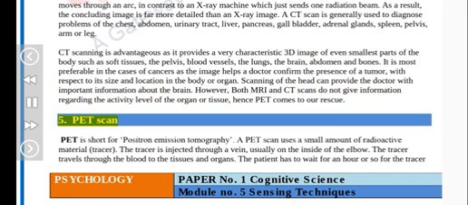5. PET scan. PET is short for positron emission tomography. A PET scan uses a small amount of radioactive material, a tracer. The tracer is injected through a vein, usually on the inside of the elbow. The tracer travels through the blood to the tissues and organs. The patient has to wait for an hour or so for the tracer.